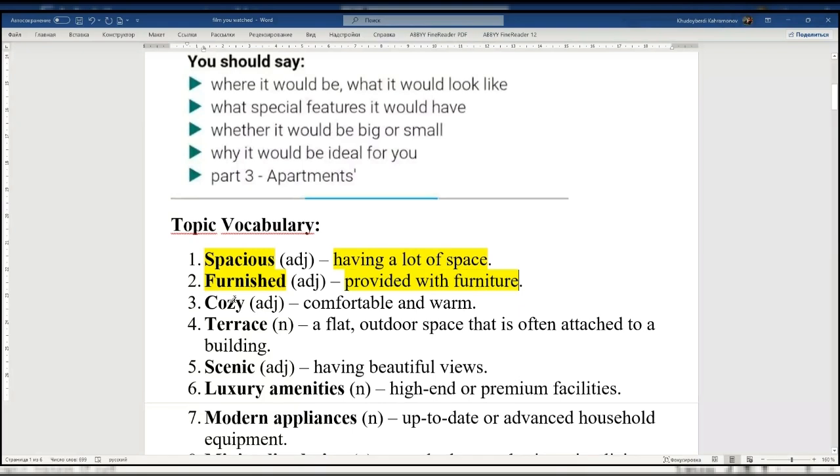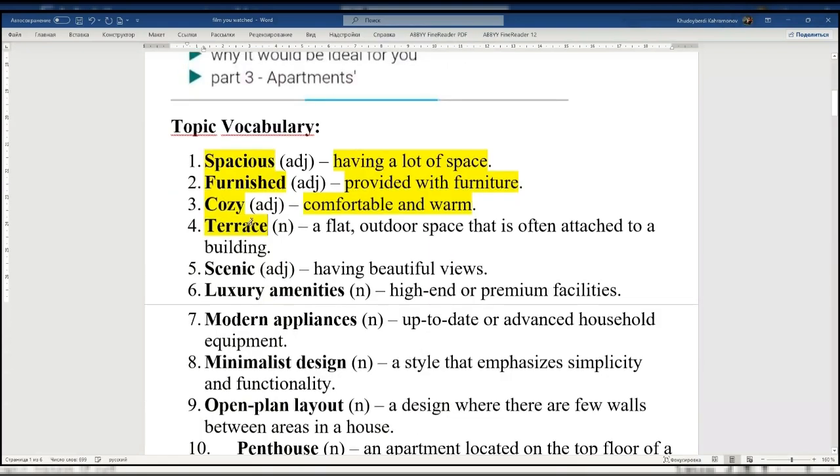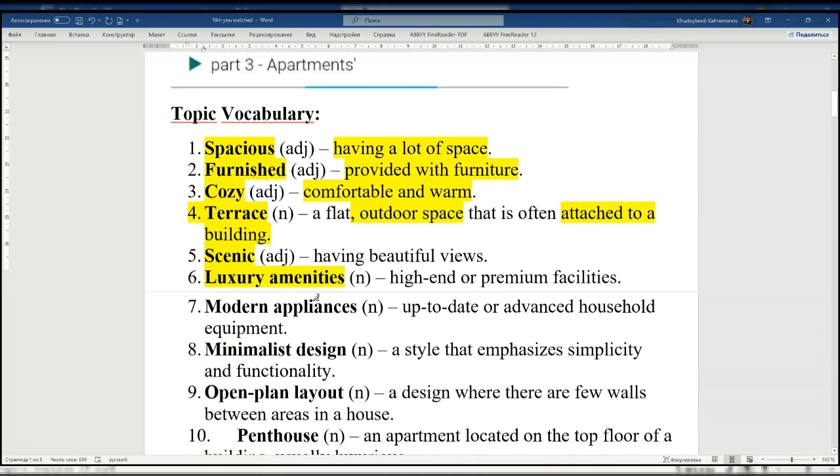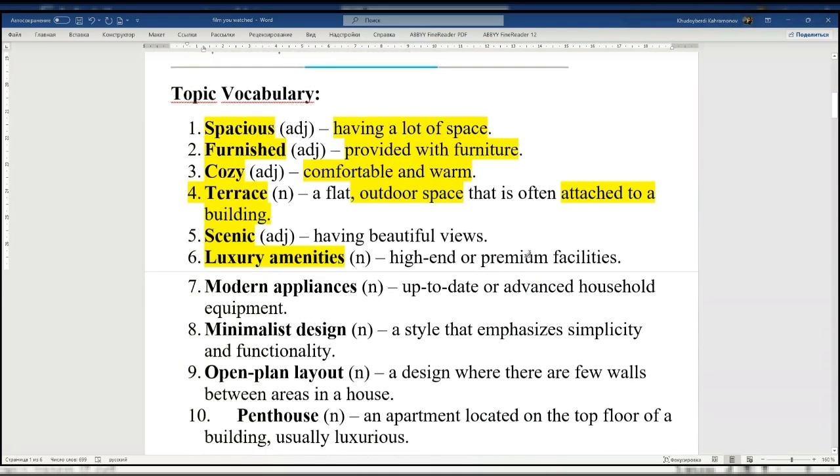Terrace, a flat outdoor space that is often attached to a building. Scenic, having beautiful views. Luxury amenities, which means luxury facilities, right? Premium facilities. Modern appliances. Modern appliances means modern equipment like TV, refrigerator, air conditioner, anything.